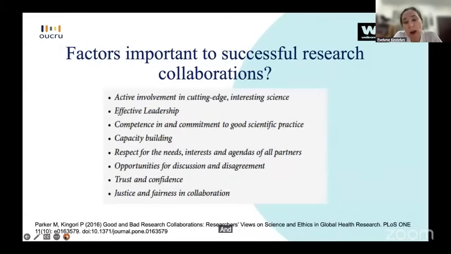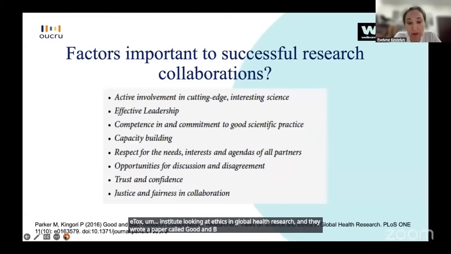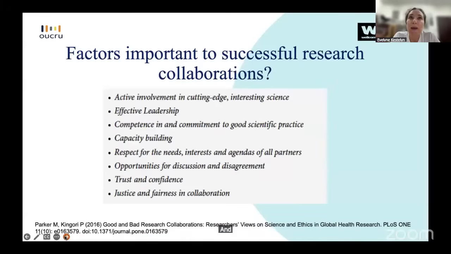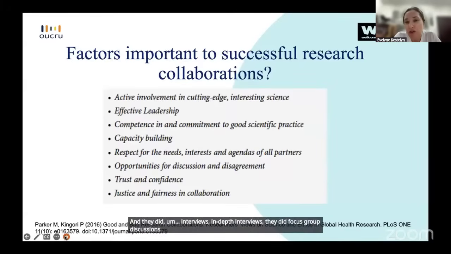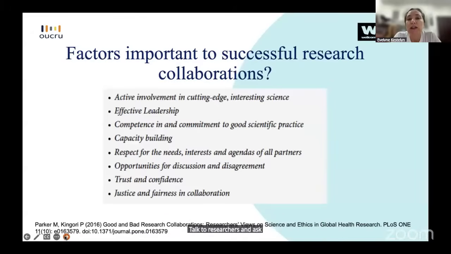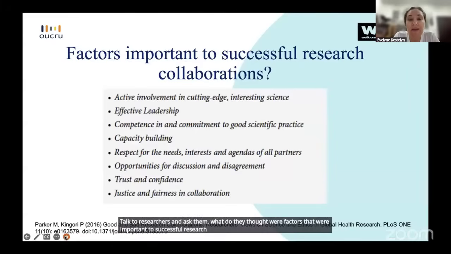And I want to share with you, on the bottom of the slide you see a link to a publication from Mike Parker and Patricia Kingori, both linked to the Oxford ETOX Institute looking at ethics in global health research. And they wrote a paper called Good and Bad Research Collaborations, Researchers' Views on Science and Ethics in Global Health Research. And they did in-depth interviews, they did focus group discussions to really talk to researchers and ask them what they thought were factors that were important to successful research collaborations. And they are linked here on the slide.